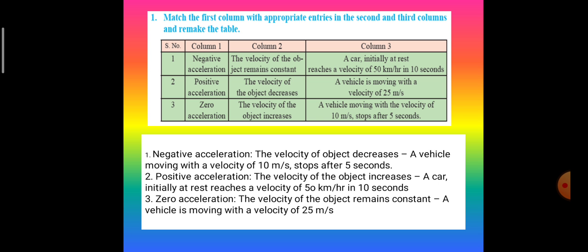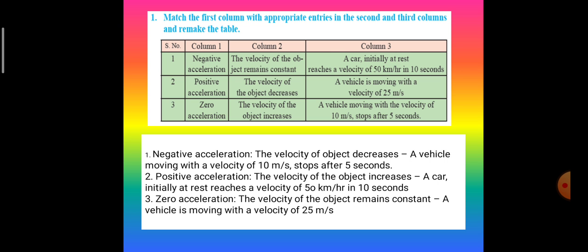Negative acceleration, as you know, is when the velocity of the object decreases, and the example is a vehicle moving with a velocity of 10 meter per second stops after 5 seconds. This happens because the velocity decreases. Second, positive acceleration. As you know, it is when the velocity of the object increases. So the example is a car initially at rest reaches a velocity of 50 km per hour in 10 seconds.